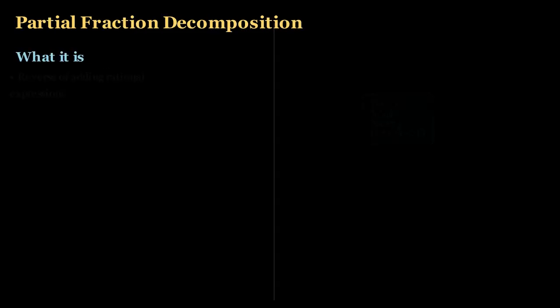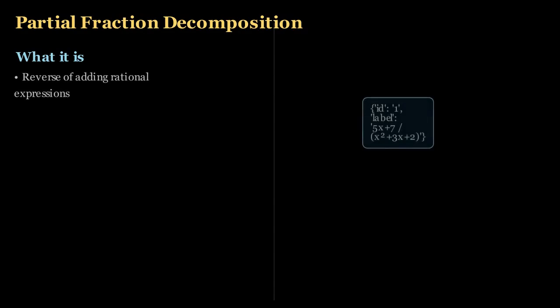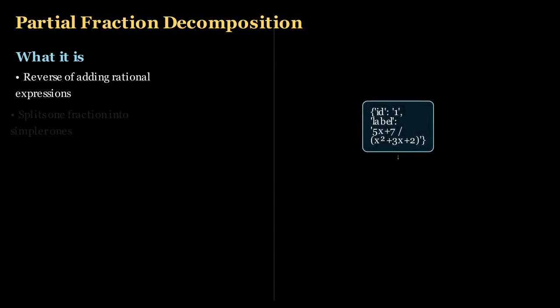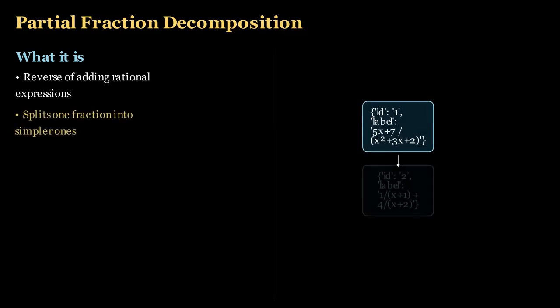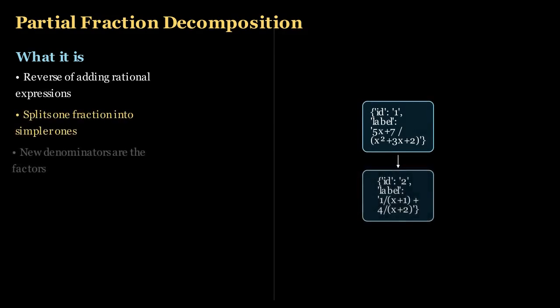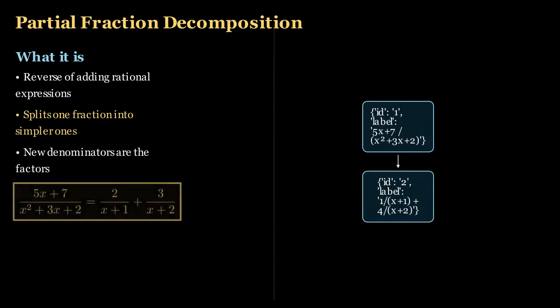Imagine you have a complicated fraction like 5x plus 7 over x squared plus 3x plus 2. You already know how to add two simple fractions like 1 over x plus 1 and 4 over x plus 2 to get that complicated one. Partial fraction decomposition is just the reverse process. It takes a single rational expression and breaks it apart into a sum of two or more simpler fractions. The denominators of these simpler pieces are always the factors of the original denominator. So instead of one messy fraction, you get a handful of easy ones.